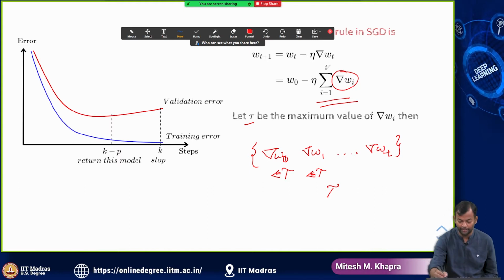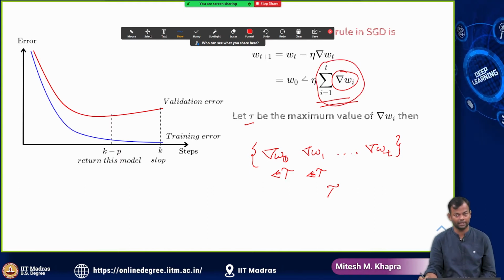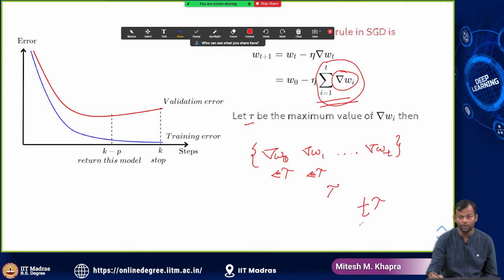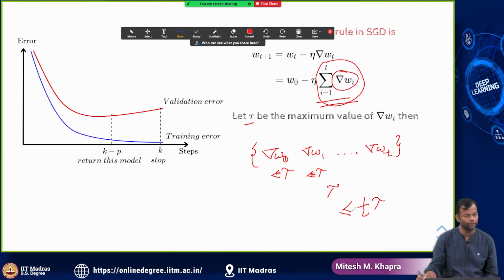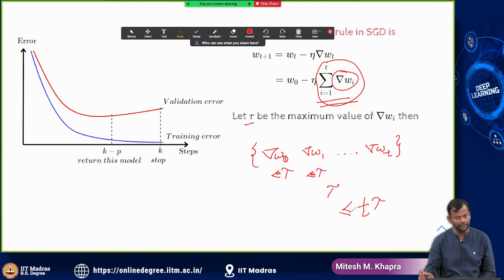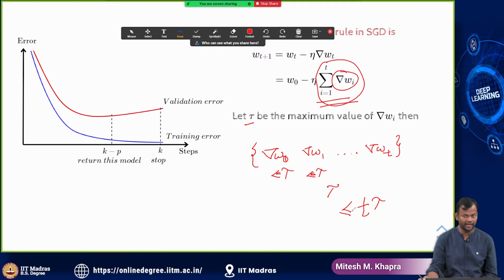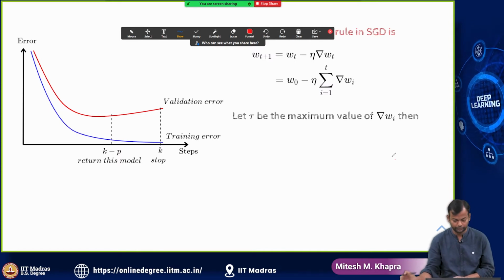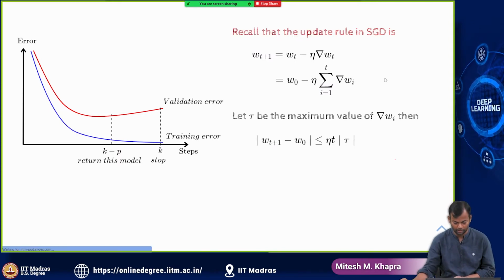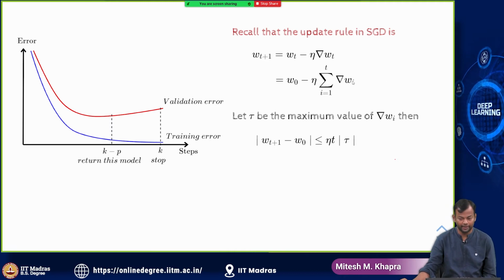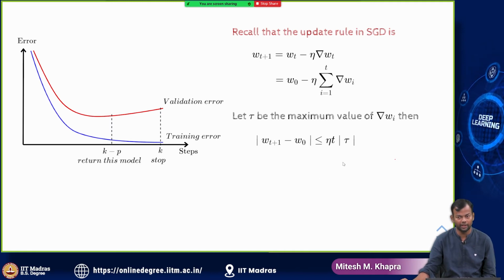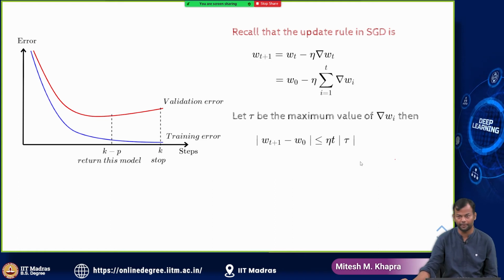Now, if I want to comment about this sum, what can I say about the sum? It has t terms, and each of those terms is actually less than this tau. So, the sum itself is going to be less than or equal to t times tau, right. It cannot be greater than this, right? That's all I can say about this sum, right? And that's exactly what I am going to do now. So, if I were to look at the difference between Wt plus 1 and W0, then at max it's going to be this, right. It's going to be less than this, right? That's all we are saying here, right.